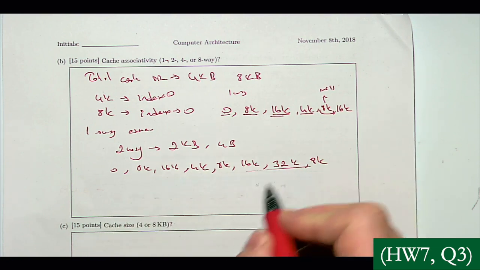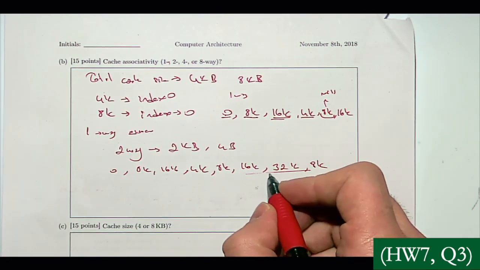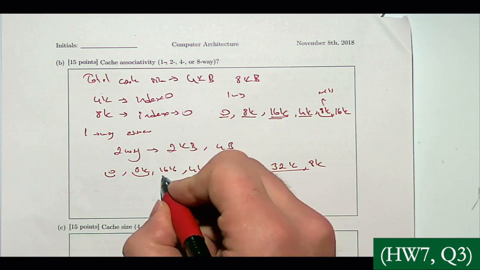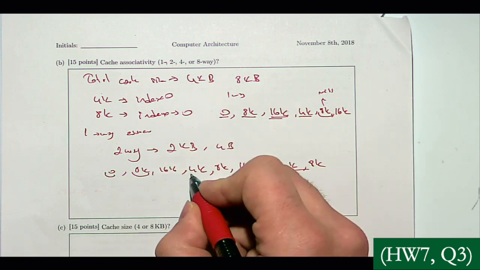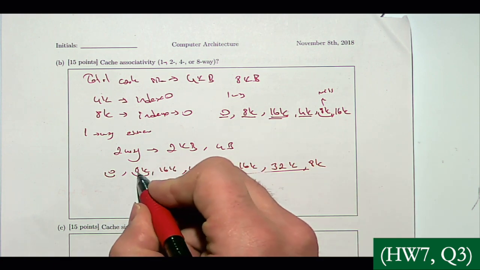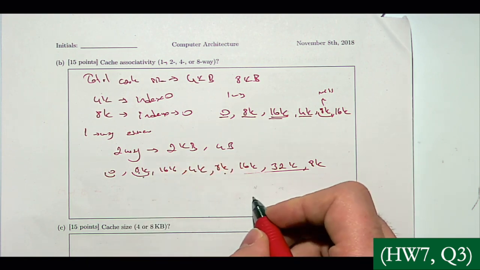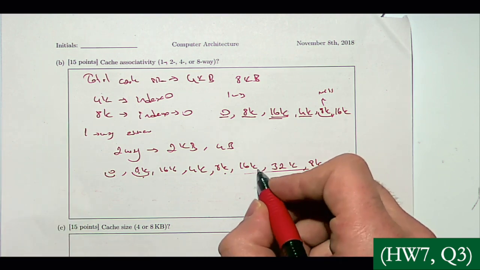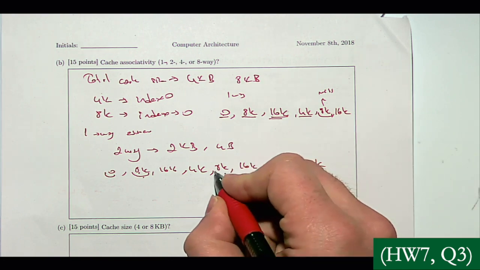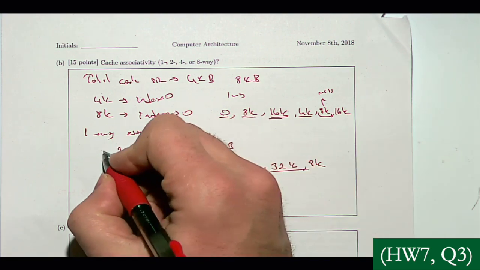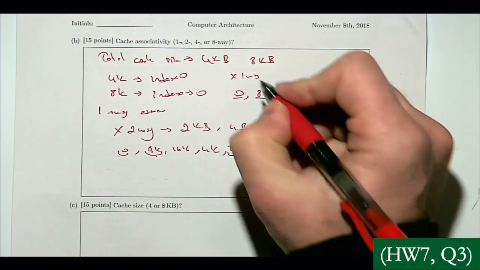So for the two-way, it's kind of similar. Again, these are the accesses, and for two-way I will have this one and this one for the first two accesses, and then I'm going to replace with 16K in either of these, and then again replace with 4K in either of these. So for sure 8 or 0 will be gone. Actually, both of them, right? So when I try to access 8 here, it won't be in the cache, so this will be a miss again. All right? So two-way doesn't work as well, and one-way also doesn't work.